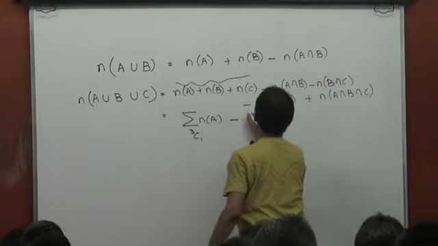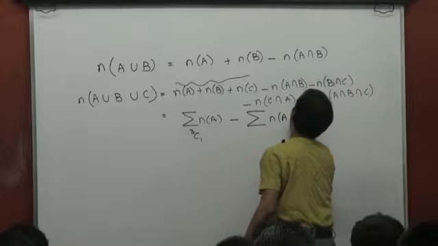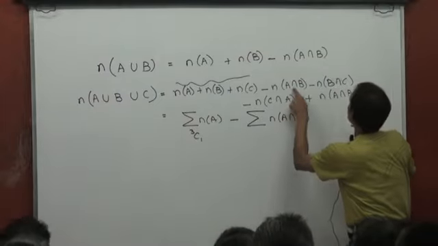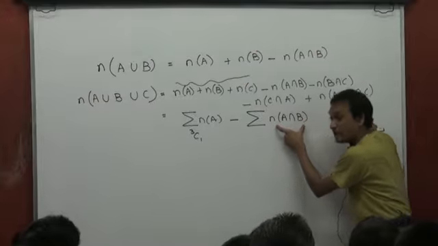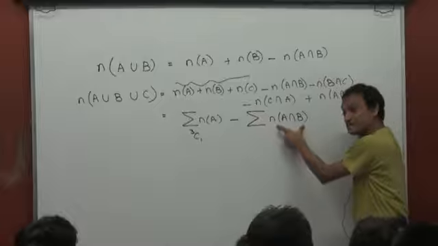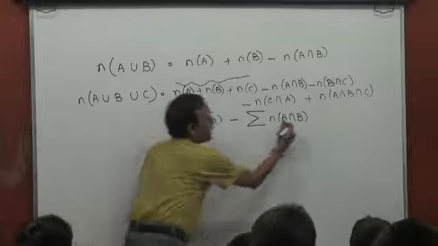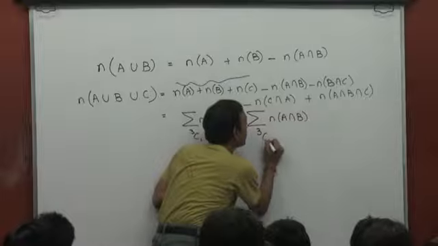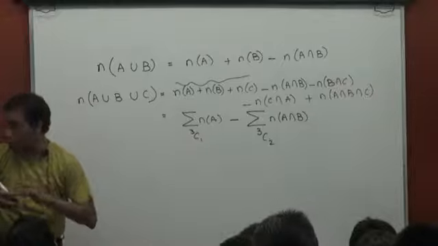Minus summation of terms of the kind A intersection B. See, this term and this term belong to this variety: A intersection B, B intersection C, C intersection A, which would be of three sets you take two at a time. So there would be 3C2 terms in this summation.